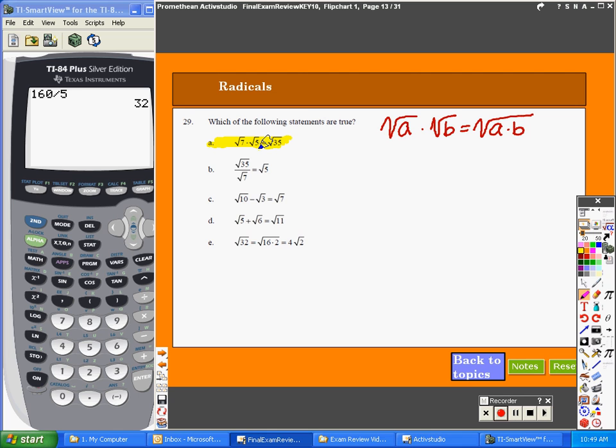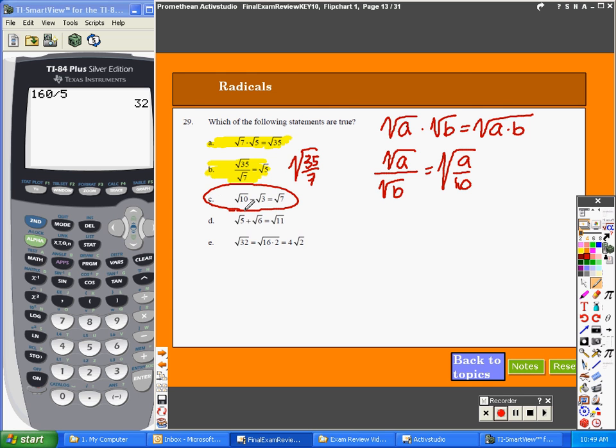All right, next one. They're asking us, does root 35 over root 7 equal root 5? Well, we learned the rule that root A divided by root B is equal to root A over B. That's a rule as well. So root 35 over root 7 would equal root 35 divided by 7. And since 35 divided by 7 is 5, this is true as well. B is true.